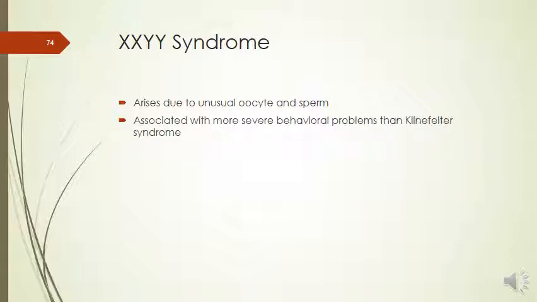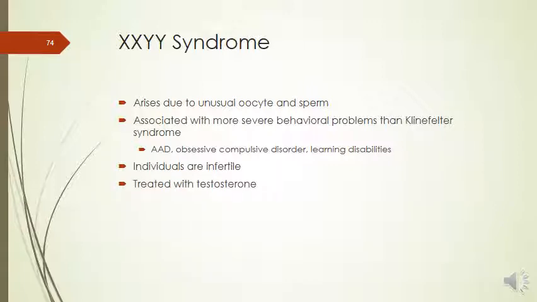If we look at an individual who is XXYY, this arises due to an unusual oocyte and sperm. It's associated with more severe behavioral problems than Klinefelter syndrome. They have ADHD, obsessive compulsive disorder, and learning disabilities. Individuals are infertile. They are treated with testosterone.